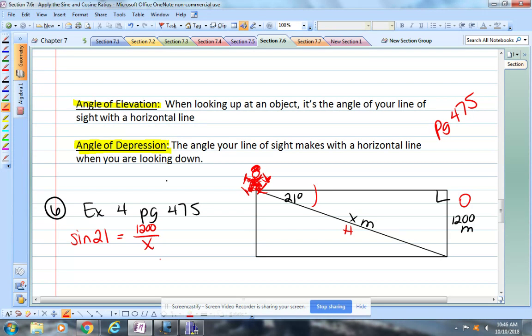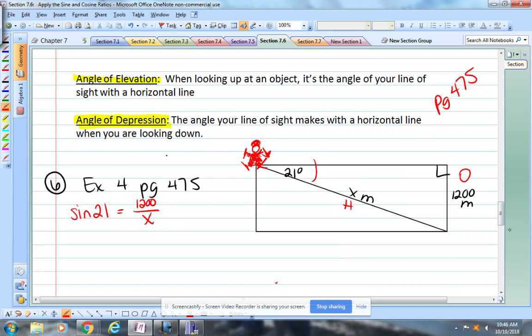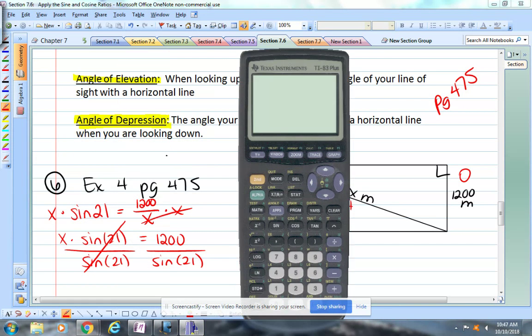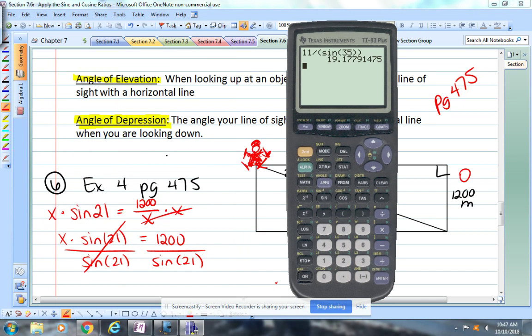All right, so we want to get that x by itself. So how do we do that? Multiply by x on both sides. So x times the sine, 21 degrees equals 1,200. Now what do I do? Divide by sine 21. And then we're going to use our calculator to help us out. So 1,200. Turn it on. Hang on. I have to double tap everything on mine.